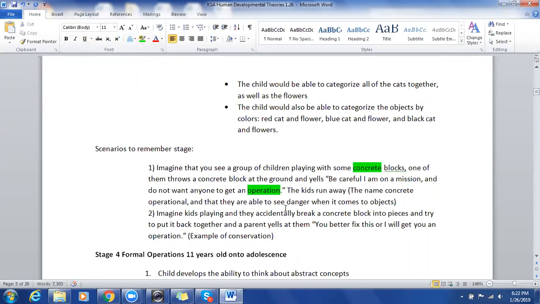they can see the danger when it comes to the object. They're like, oh my gosh, I'm going to get out of here. This concrete block shard could hit me. So they run away. Remember, they're able to make causal actions based on objects.